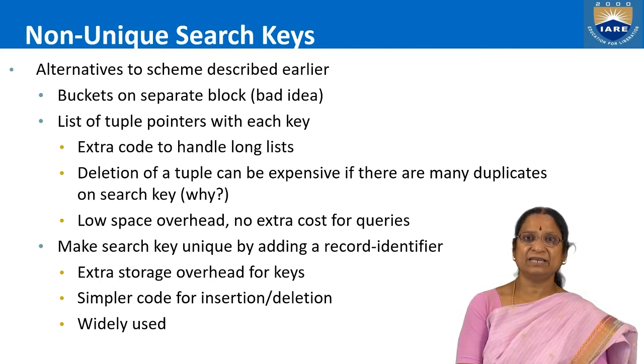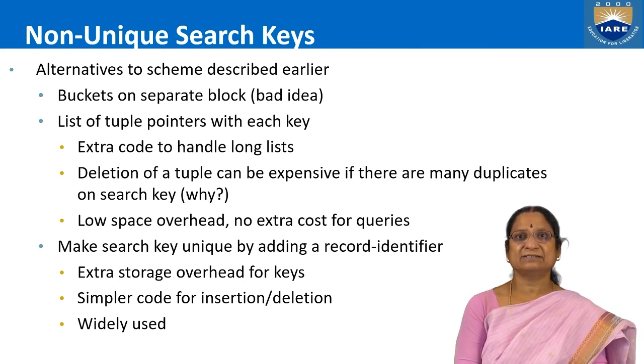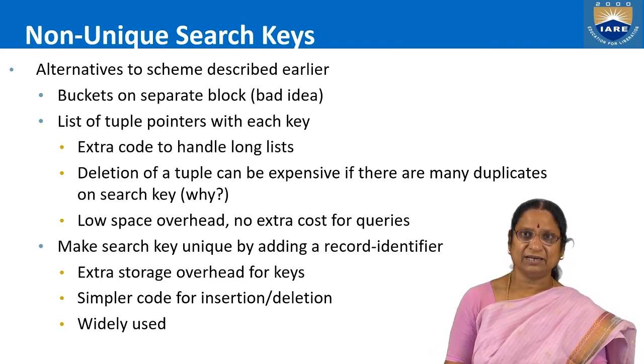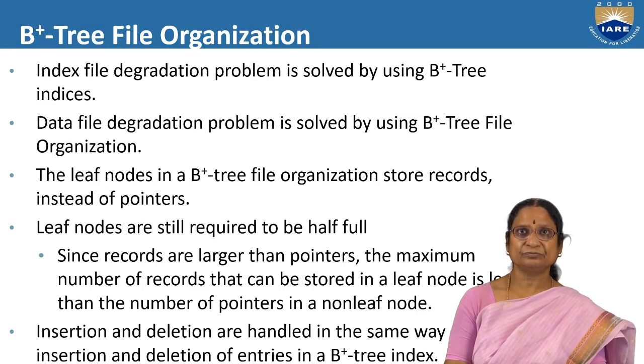So when any process is there, add our record pointer also as a combination of our search key, then it will become unique. So what happens, the extra storage overhead may be there, but simpler code for insertion and deletions. This is widely used in most of the real-time software actually.